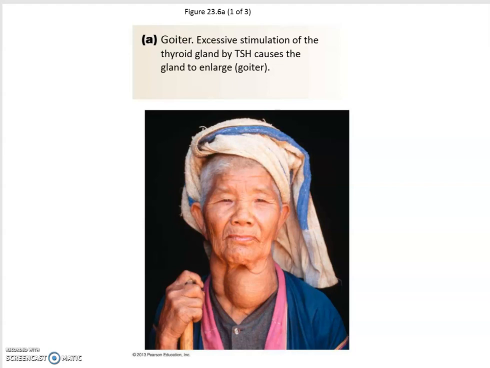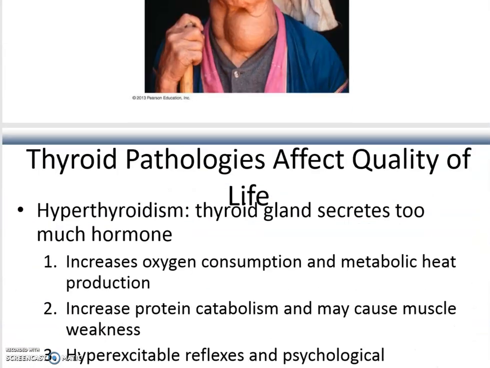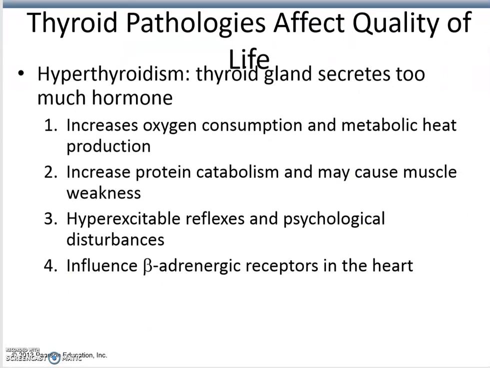And so then the TSH levels will be ultra high, and they will cause this hypertrophy of the gland, and the poor gland is trying to do what the pituitary says, but it can't. And then we end up with this goiter that is just a grossly enlarged thyroid gland.